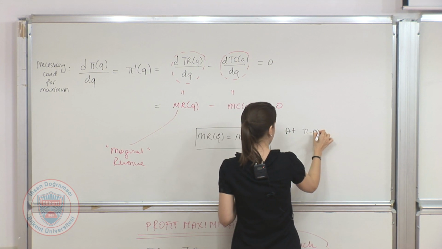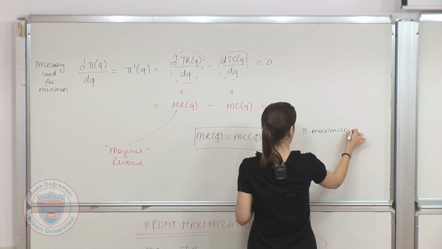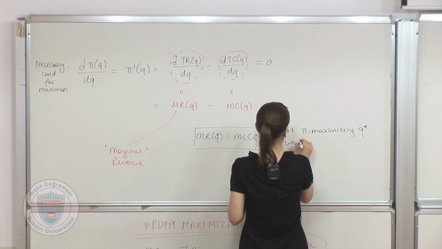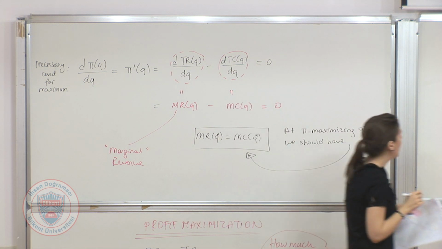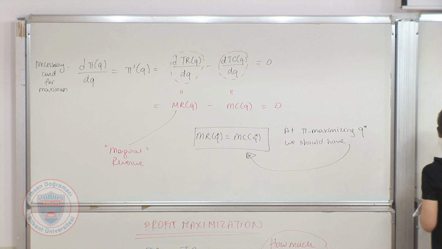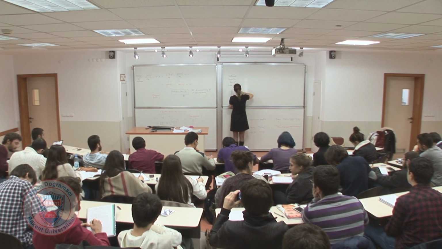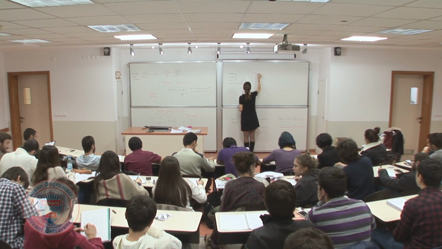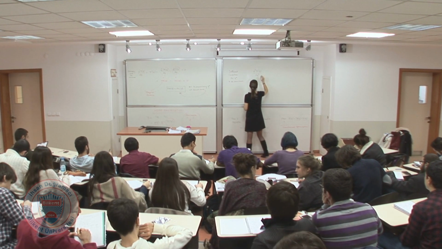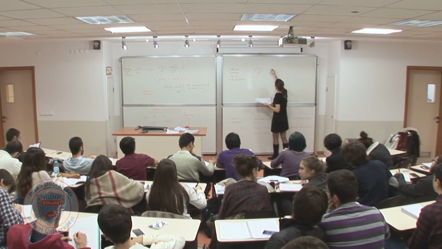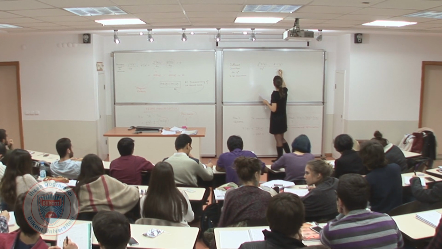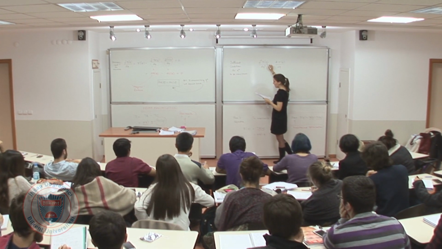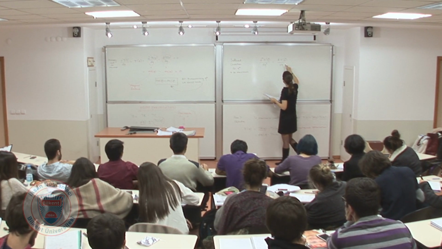At the profit maximizing Q star, we should have this to be a maximum. Basically, as you said, Hocam, we have to check the second derivative. So I need to check this at this Q star. What should this be?